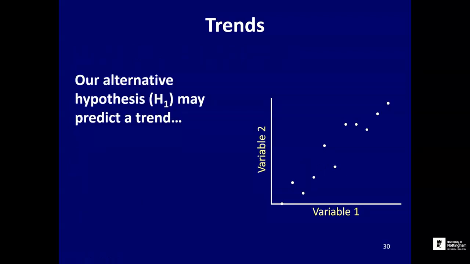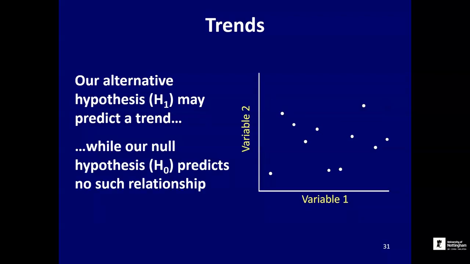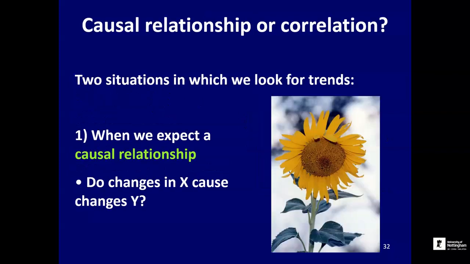So the alternative hypothesis in this situation is going to predict a trend. It's going to say there is a relationship between these two variables, while the null hypothesis says there is no such relationship. So the expectation under the null hypothesis is that you're going to see the sky at night, a random scattering of dots on your scatter plot in the long term. So those are the hypotheses that we're looking at using the kind of analysis we're going to talk about today. But it's important first of all to distinguish between two different scenarios when we're looking at these kinds of associations.